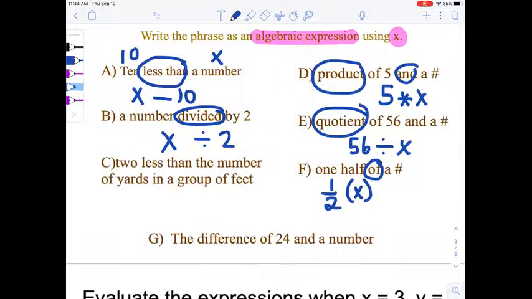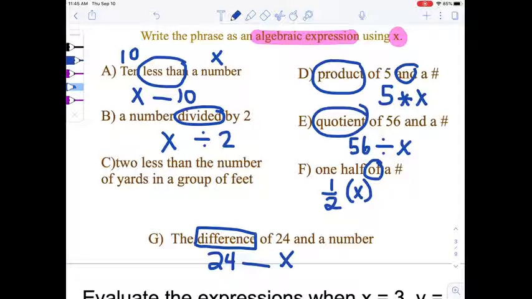Letter G is the difference of 24 and a number. Difference of 24 and a number. Difference is subtraction. And then we have 24 and a number. So we just write it left to right. 24 minus x.